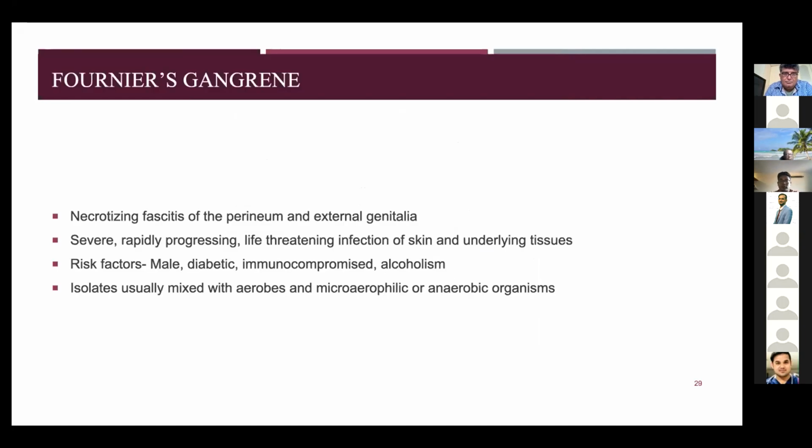So moving on to Fournier's gangrene. Has anyone seen Fournier's gangrene, or seen a patient with it? Yes, I can see. Can you tell me about the experience, Olu? Because I, for one, have never seen any necrotizing fasciitis or Fournier's gangrene. It's horrible. I think the patient was picked up in A&E actually.